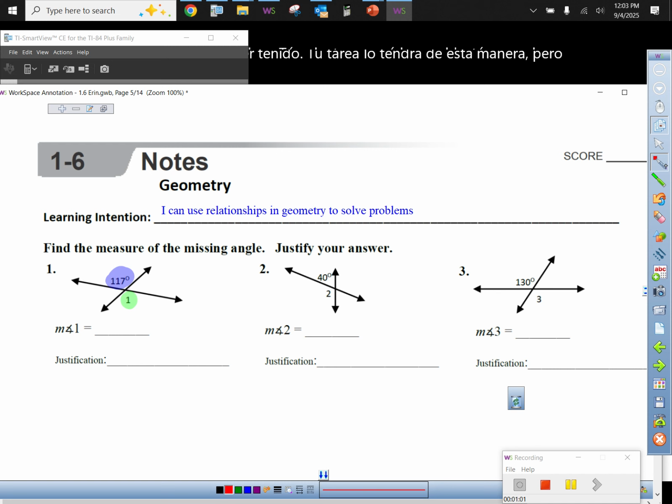Do we remember what's true about them? If this one's 117, how much should that one be? The same, right? So here's what we'll learn. That putting info in the picture is going to save our life. You know, geometry is hard if you can't see it, right? So we're going to put the info in the picture, and we're going to answer the question, 117 degrees.